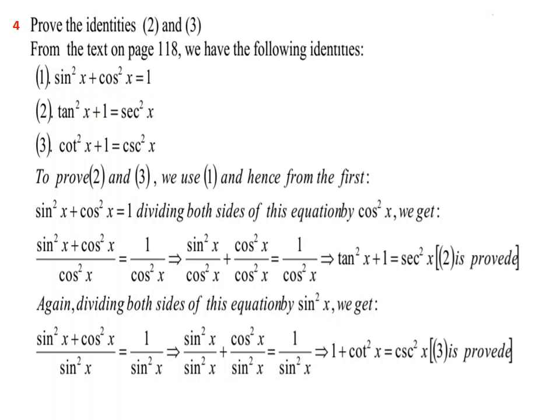Again, dividing both sides of this equation by sin square x. That means dividing identity number 1 by sin square x, we have (sin square x plus cos square x) the whole over sin square x is equal to 1 over sin square x. This implies that sin square x over sin square x plus cos square x over sin square x is equal to 1 over sin square x. This implies that 1 plus cot square x is equal to cosec square x, which is the required result.